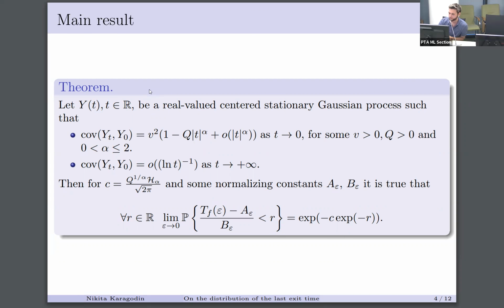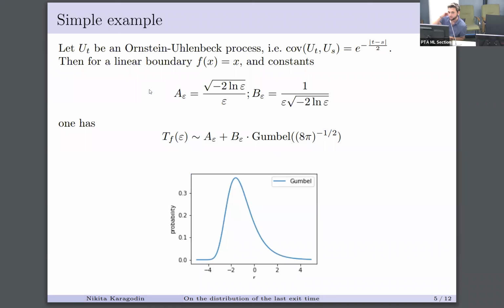Okay. So the simplest example is the most popular stationary Gaussian process, the Ornstein-Uhlenbeck process. It can be treated in different ways. I guess everything is known about it, but basically its definition is the following: it's a Gaussian process with covariance function e to the power minus absolute value of t minus s divided by 2.